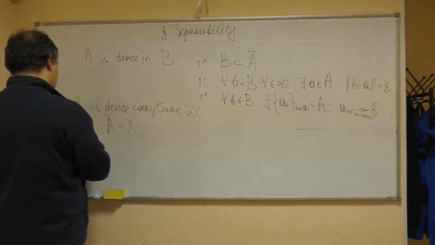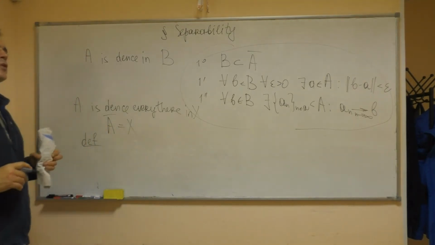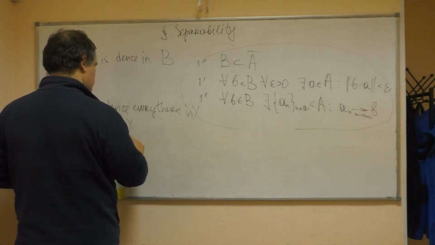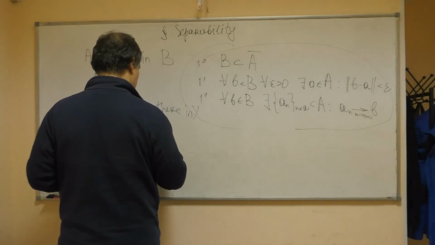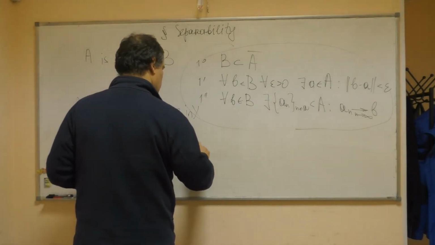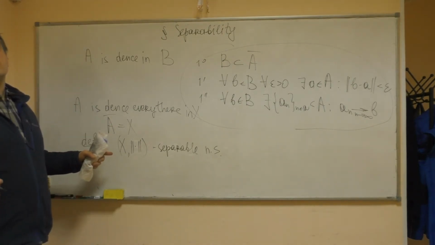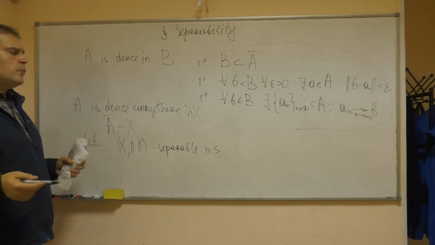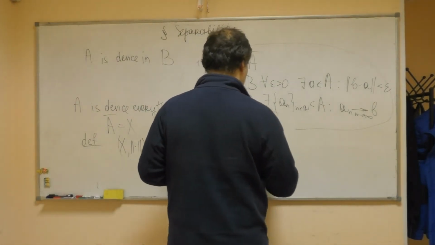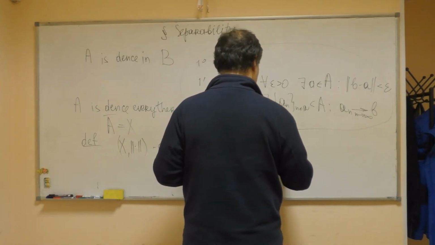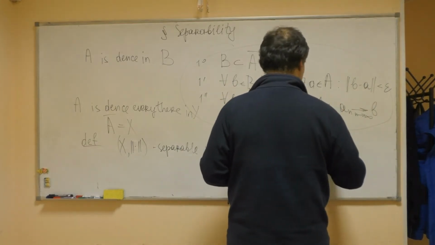And I think now the last, but most important definition: a norm space X with its norm is called a separable norm space if there exists a countable and everywhere dense set. If we can find a set A that is countable and everywhere dense.